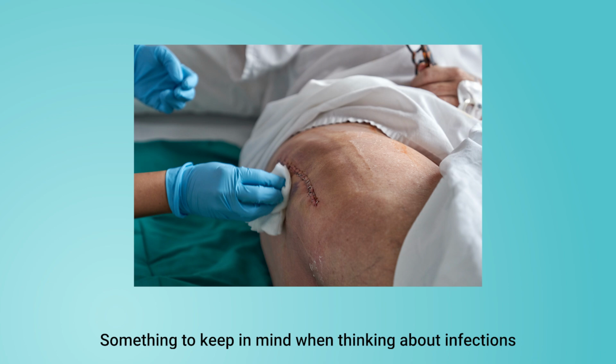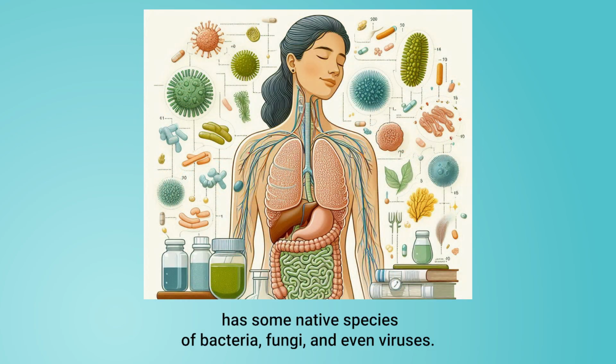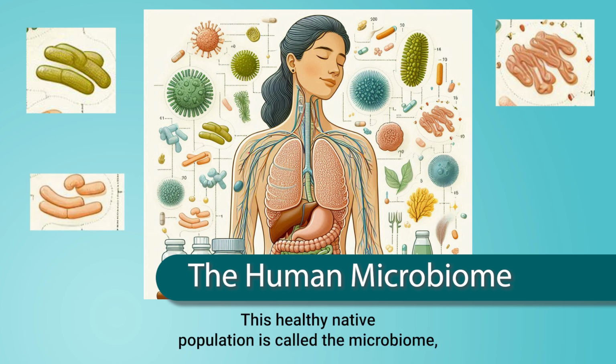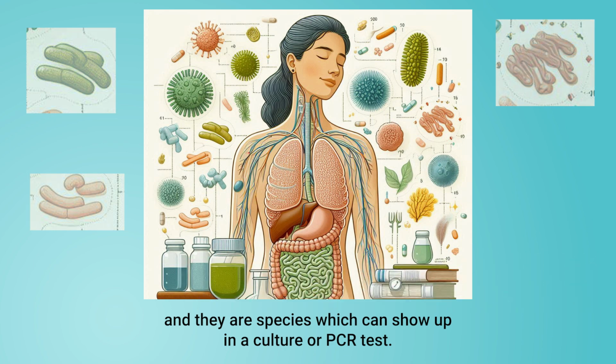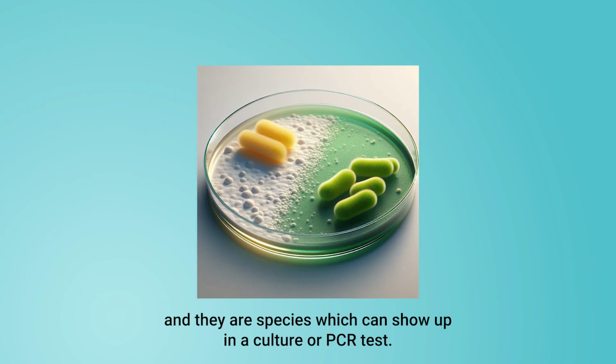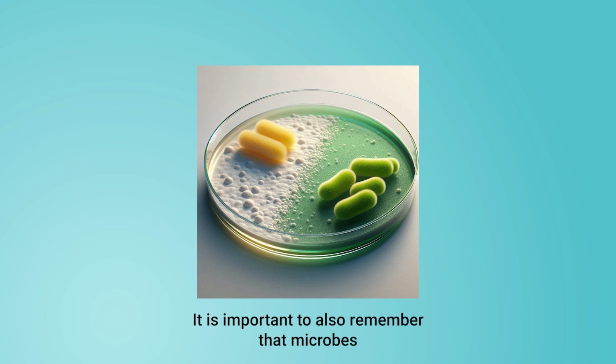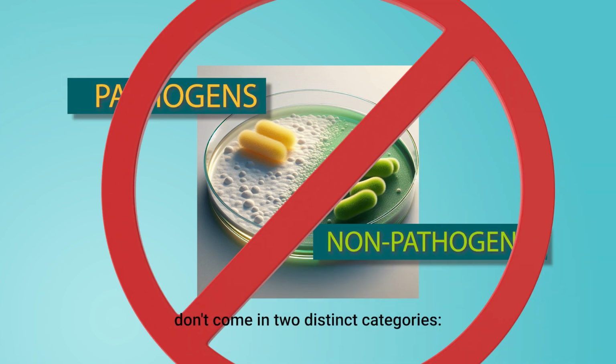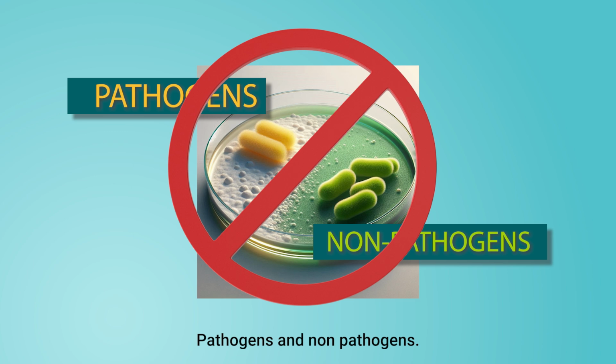Something to keep in mind when thinking about infections is the fact that every part of a healthy human body has some native species of bacteria, fungi, and even viruses. This healthy native population is called the microbiome, and they are species which can show up in a culture or PCR test. It is important to also remember that microbes don't come in two distinct categories: pathogens and non-pathogens.